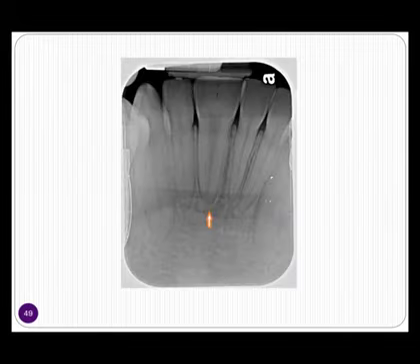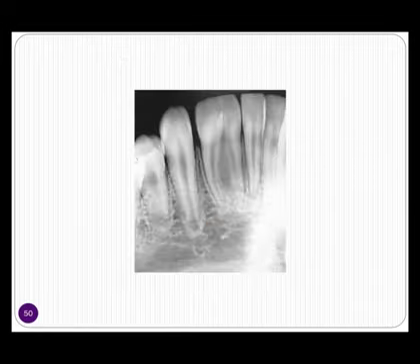And what about this one? Again, there are two heads separated by a groove, but only one root and one pulp chamber. So this tooth has been geminated. And one more guess here. This is a case of fusion. There are two heads separated by a groove, but two roots with two pulp chambers.